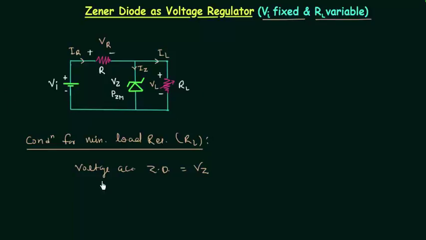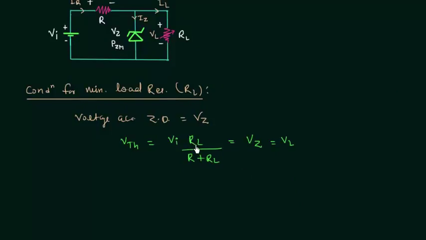Voltage across the Zener diode is equal to VTH. We can calculate it by using the Thevenin's theorem, and it is equal to Vi RL divided by R plus RL. This is the voltage across the Zener diode, and it is equal to Vz. Vz is equal to VL. This is what we have in this condition, and we can easily calculate the value of RL, and RL will be the minimum value for the load resistance. So let's try to find out value for RL.